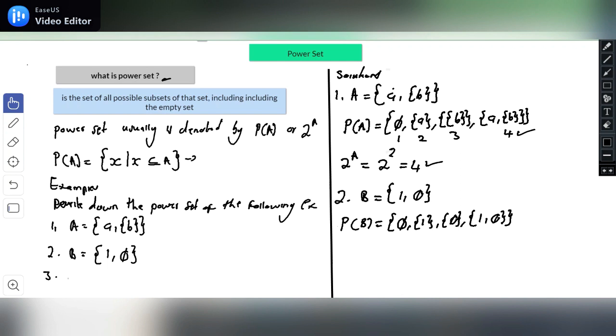So how many subsets do we have here? It's 1, 2, 3, and 4, right? How can we prove it? We know that it's 2 to the power of n(B). How many elements do we have? It's 2, therefore it's going to give us 4.